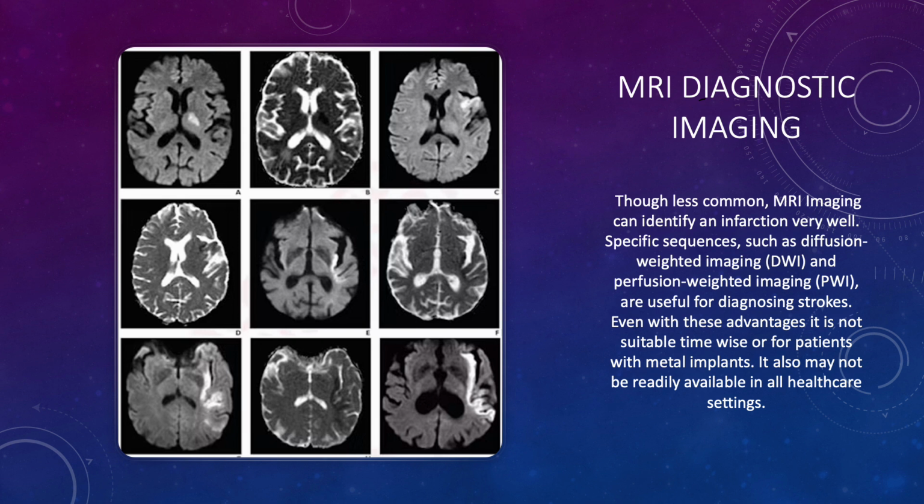Here we discuss MRI imaging. It is very useful for detecting infarctions with the sequences it uses. However, MRI is less time efficient and it may also not be readily available in all healthcare settings. But it does create beautiful images where we can see all types of strokes.